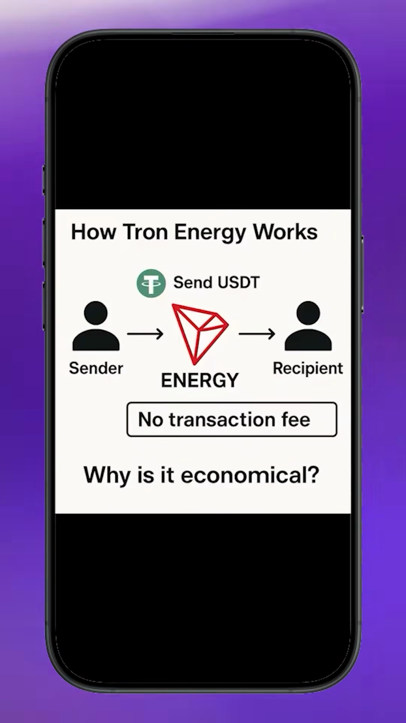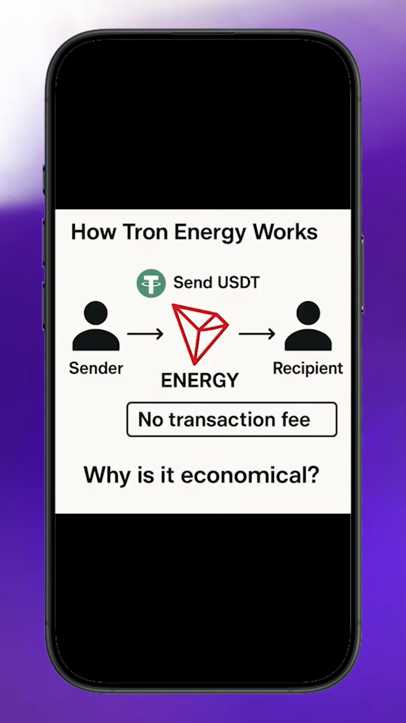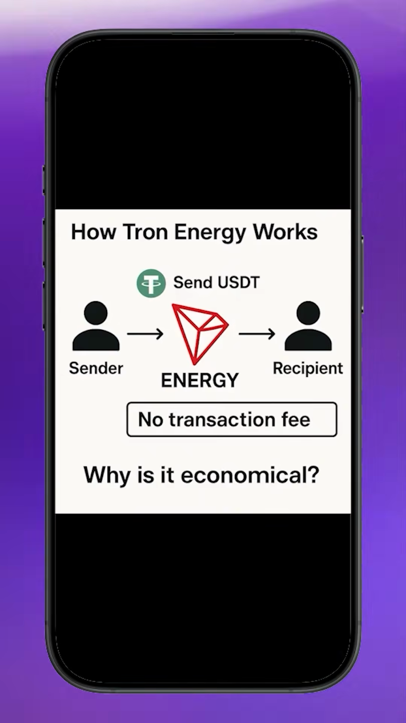Instead of burning TRX over and over again, you can rent energy once and use it for multiple transactions. Here is the process you are seeing on the screen. Sender, energy, recipient. Energy acts like prepaid fuel. So when you send USDT, the cost is taken from your energy balance, not from your TRX.